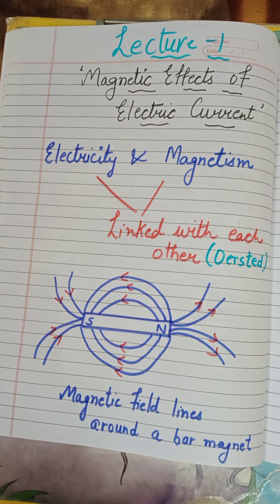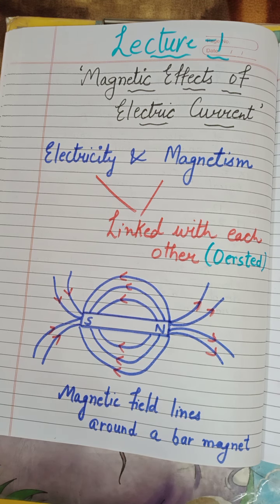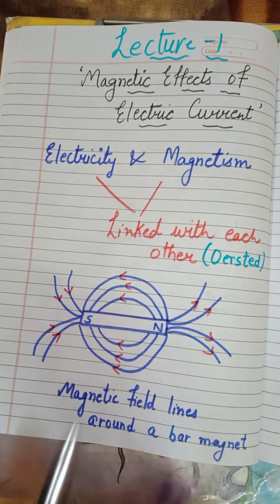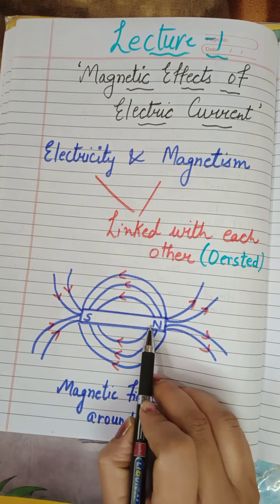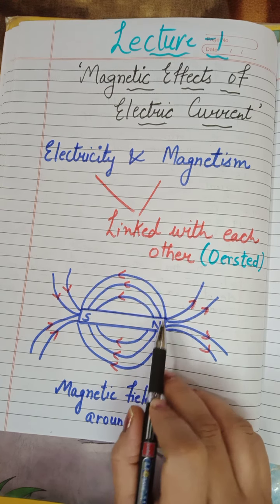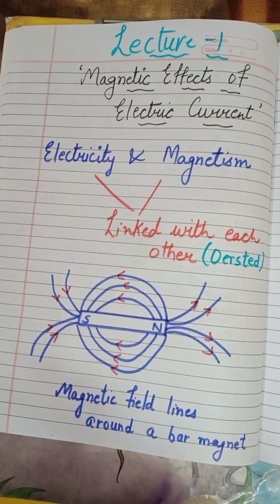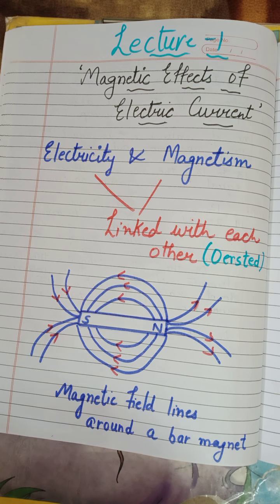What is a magnetic field? So the space around the magnet, around which the force of either attraction or repulsion can be felt easily, can be detected easily, that is known as a magnetic field. What I mean to say, listen well.